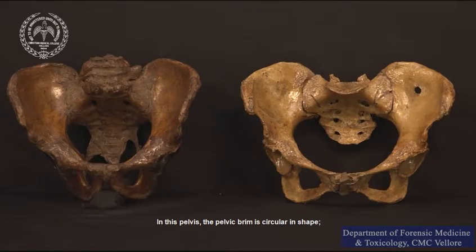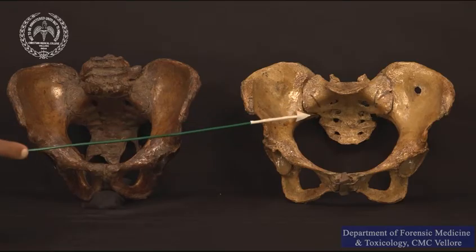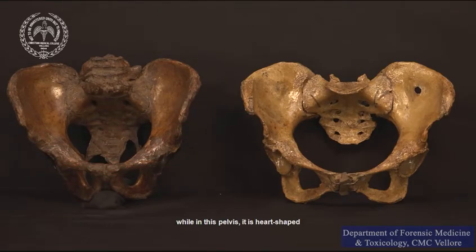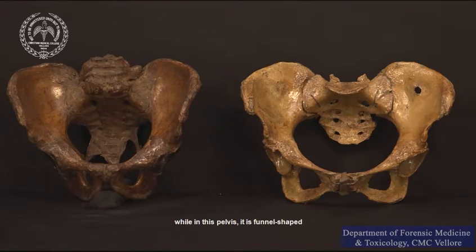In this pelvis, the pelvic brim is circular in shape, while in this pelvis, it is heart-shaped. In this pelvis, the pelvic cavity is broad and round, while in this pelvis, it is funnel-shaped.